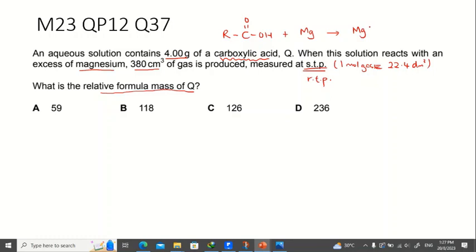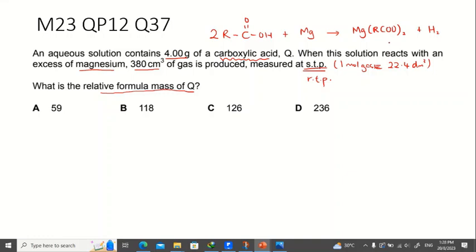So Mg(RCOO)2, right? Because this RCOOH is an acid, it will donate the proton away. Magnesium will accept the proton, and then they will also form hydrogen gas. So because of this formula, 2 moles of Q will react with 1 mole of magnesium to produce 1 mole of hydrogen gas. Now we have this equation.